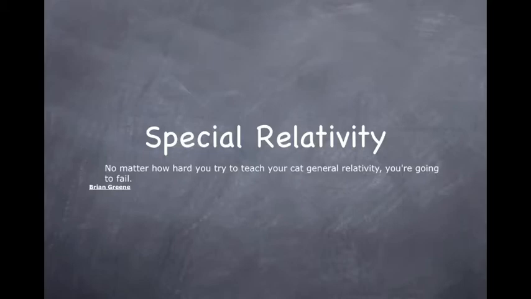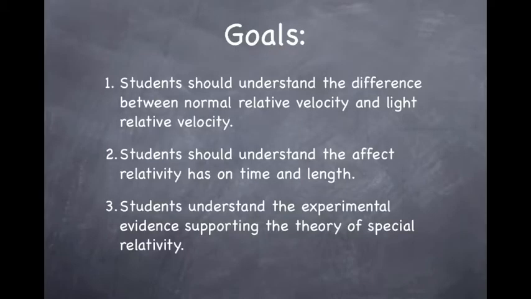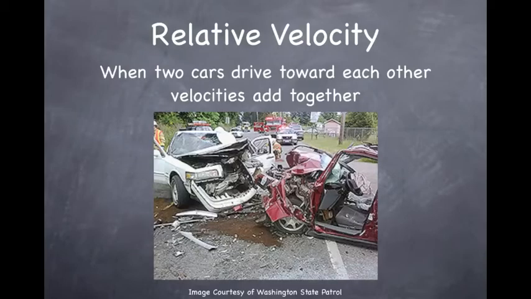It does not quite match with what you would expect in the world. You do need to know how to do some of these things and understand that there are real applications that your life depends on. Number one, students should understand the difference between normal relative velocity and light relative velocity, and that students should understand the effect relativity has on time and length. And finally, students should understand the experimental evidence supporting the theory of special relativity, and that's a key one. You should also be able to show applications of the theory of special relativity. So first, the relative velocity.